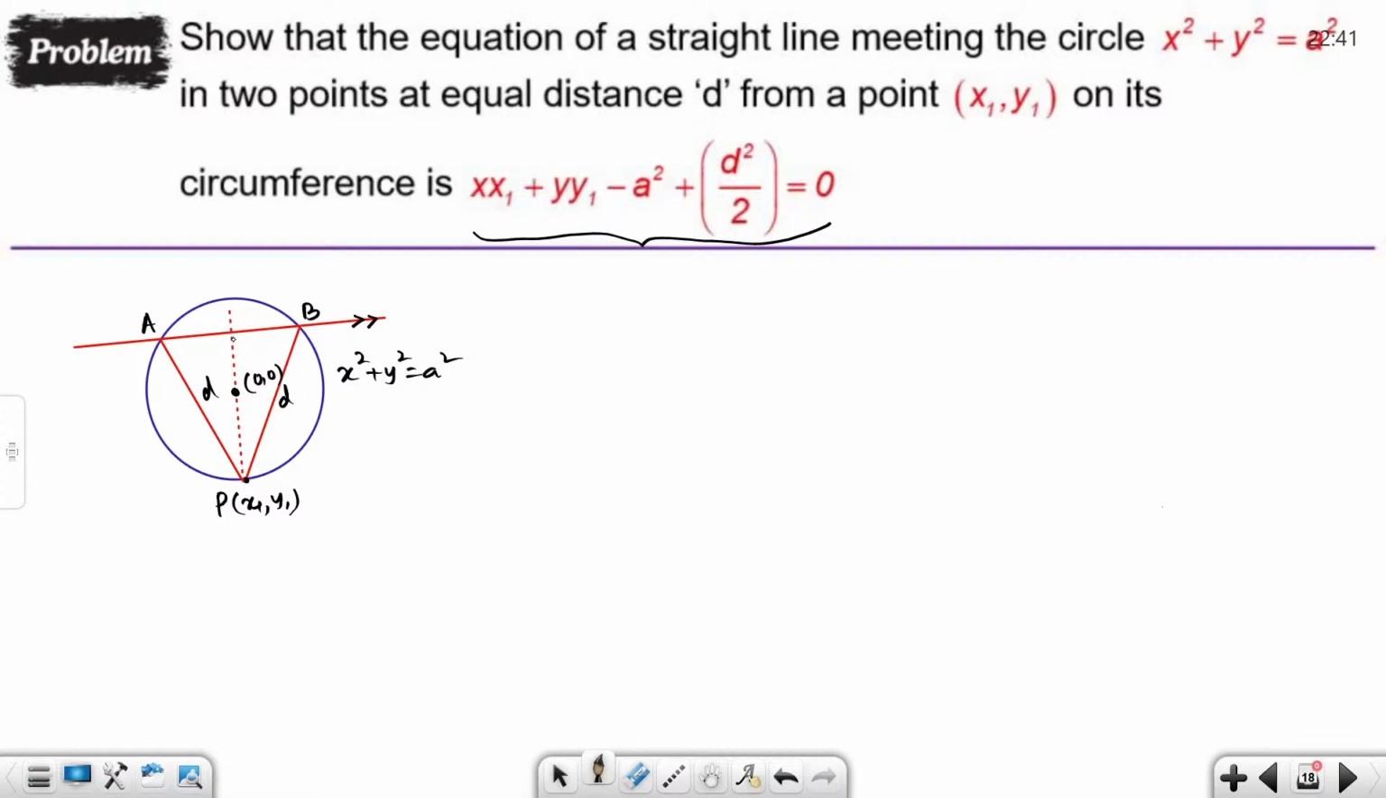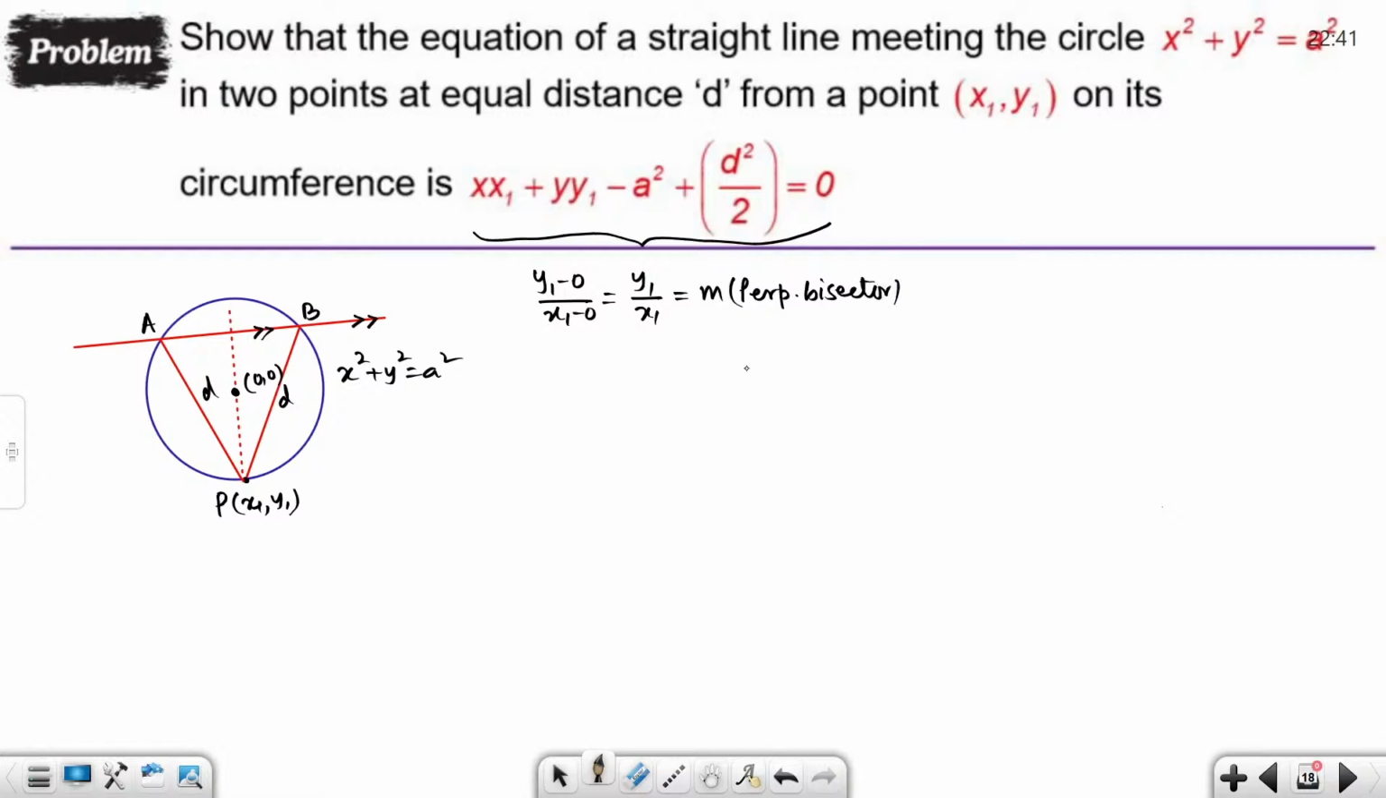Okay, so how to find out the equation of AB? For that, we can do one thing. We can find out the slope of this perpendicular bisector, which is y1 minus 0 by x1 minus 0. That gives us y1 over x1. This is basically the slope of the perpendicular bisector. Yes or no?